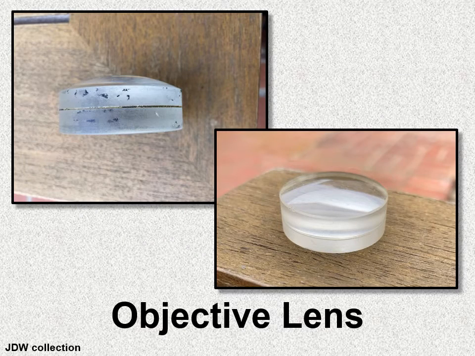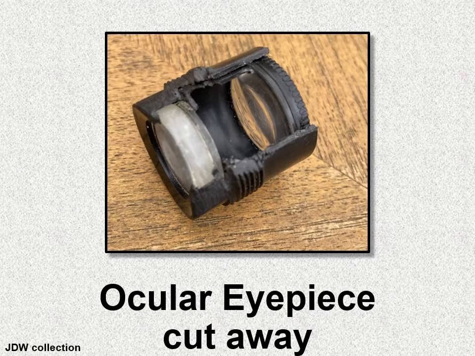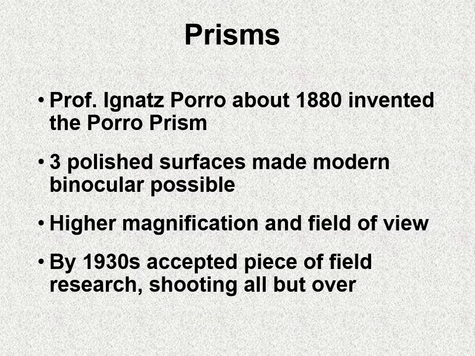So here's the objective lens. As you can see, it's a two-part lens, cemented together. Here is a typical ocular eyepiece. It's actually one lens toward your eye and a double lens there. So that's actually 4 surfaces right there. And then there are the prisms.